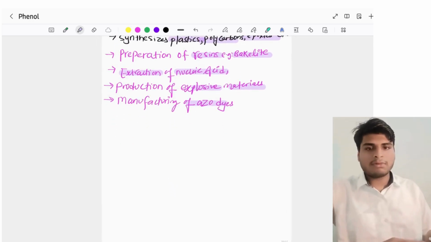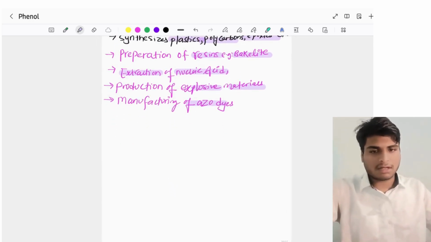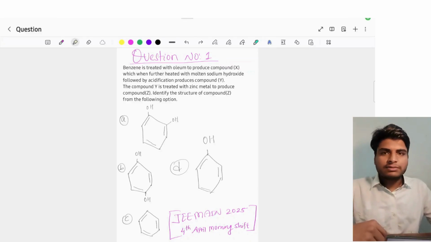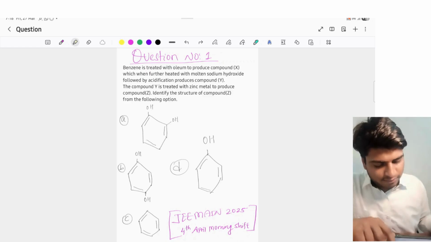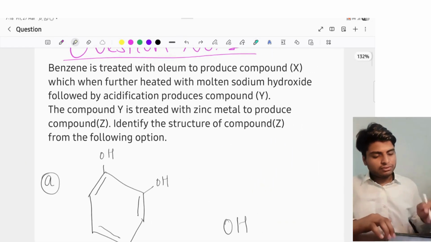Now let's move on to the question part of benzene and phenol. Let's read out question number 1. Benzene is treated with oleum.